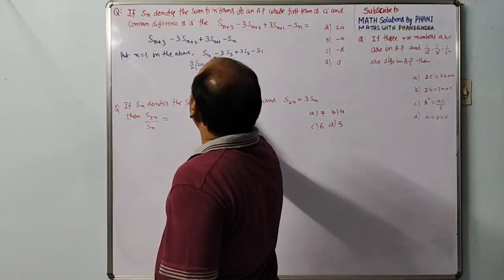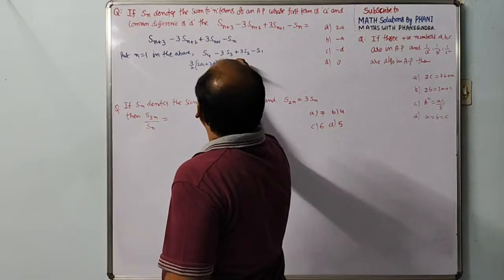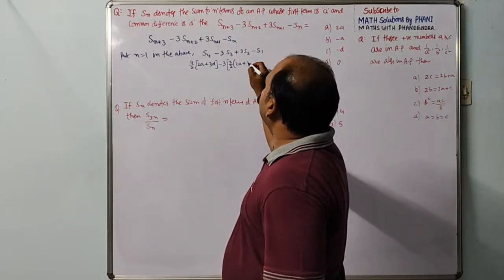S4 means 4 by 2, 2A plus 4 minus 1, so 3D, minus 3 into 3 by 2, 2A plus 2D.